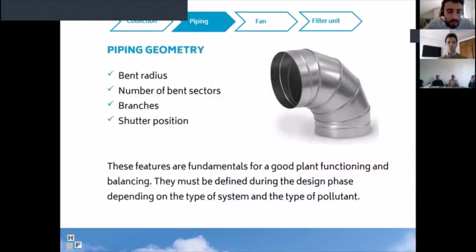And the last but not least for the piping design is the geometry of the piping. So we have to keep in mind the bend radius, the number of bend sectors, branches, and the shutter position in the plant, in order to guarantee the functioning and the proper balancing of the whole system. These characteristics of the piping must be kept in mind during the design phase. Otherwise, when we start up the system, some problems can for sure occur.